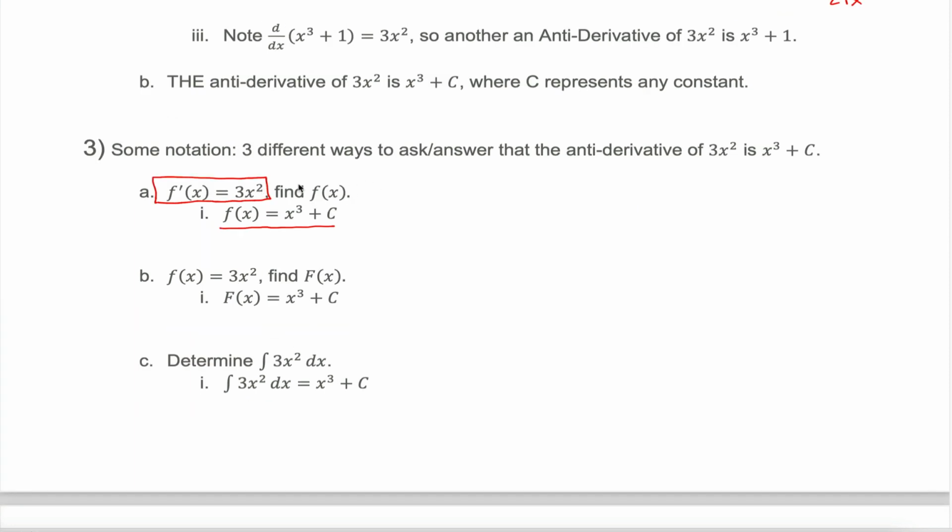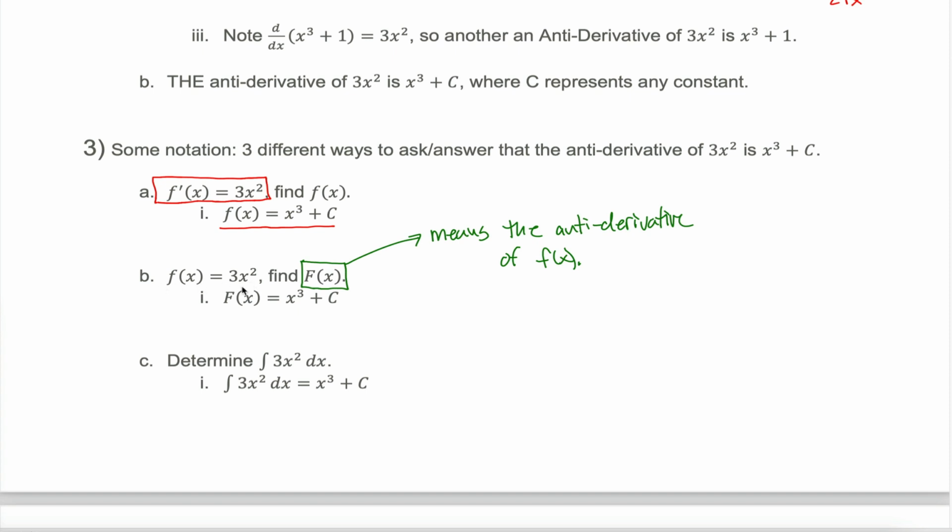But that's not the only way you can encapsulate this information. Another way you could do it is say that there's some function f of x that equals 3x squared. And you could ask somebody to find capital F of x. And what you need to know about that is that capital F of x means the antiderivative of the function f of x. Well, it's perfectly fine to tell the student that f prime of x equals 3x squared. That might seem a little bit weird. What if I just say there's some function out there, f of x equals 3x squared, and I want to know what is the antiderivative of that function?